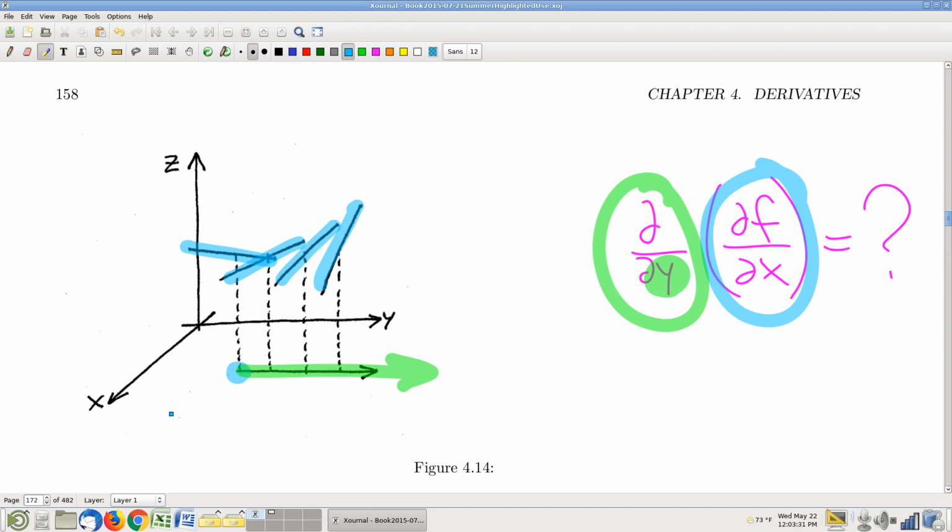For each one of these points down here, I've got a sort of a representation of what the tangent line in the x direction would look like. The y partial of the x partial is saying, as I move in the y direction, how are those x direction slopes changing as I move that way?